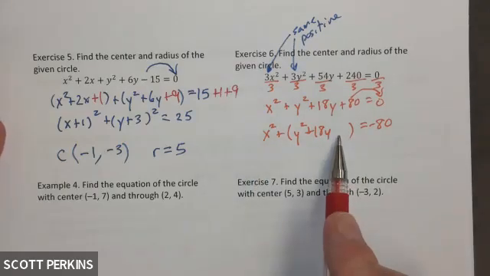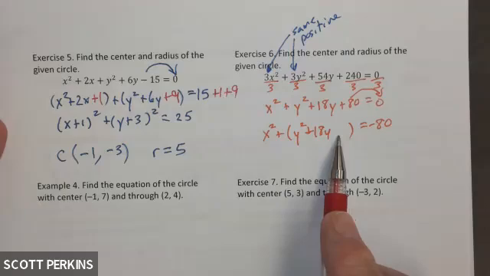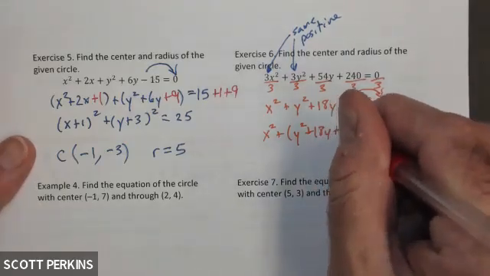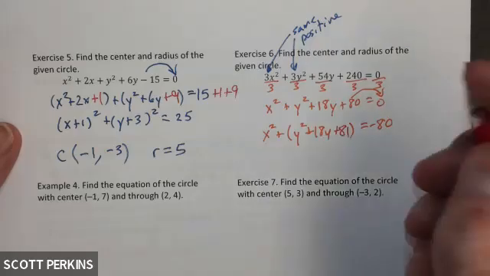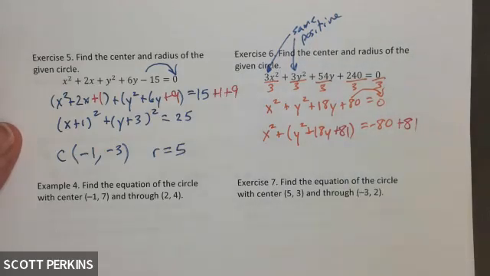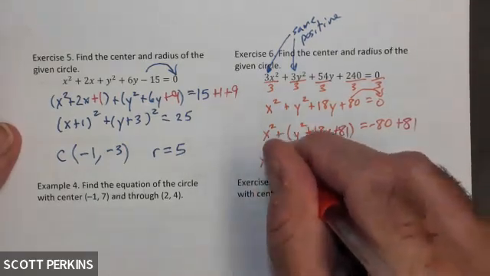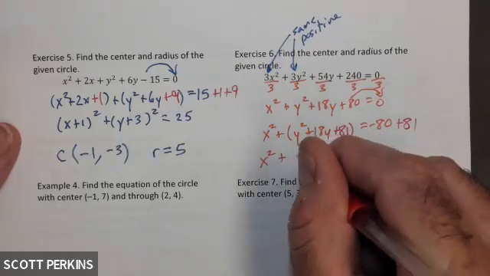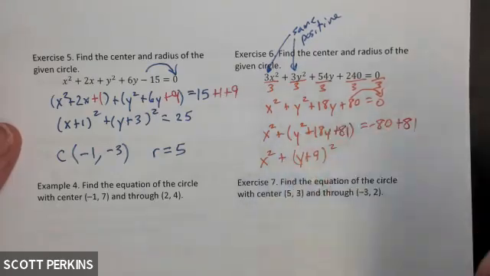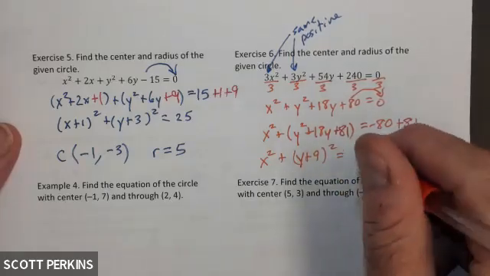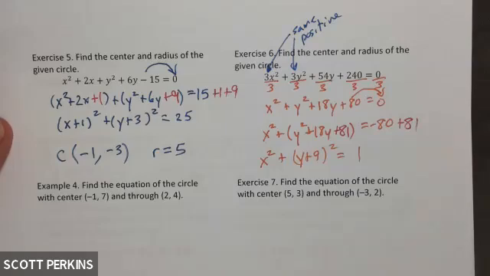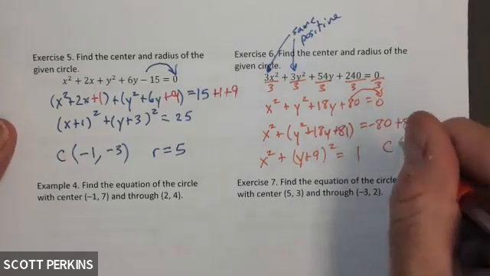What am I going to add in the parentheses to this one? That is true. 81. Half of 18 is 9. Squared is 81. So what that gives me is this. I've got x squared, and then I've got y plus 9, which I'll square, and then -80 plus 81 is 1. So what's the center of this?